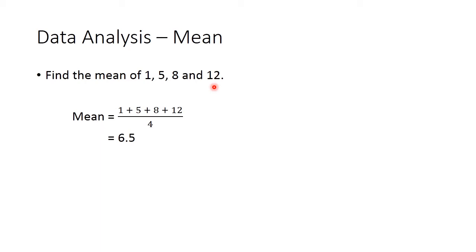And you need to divide it by the number of data in the set. So how many data do I have? I have 1, 2, 3, 4 data. That is how you come to this 4 at the bottom. So if you add up the 1, 5, 8, and 12 and divide by 4, you would get 6.5. So the mean is actually 6.5.